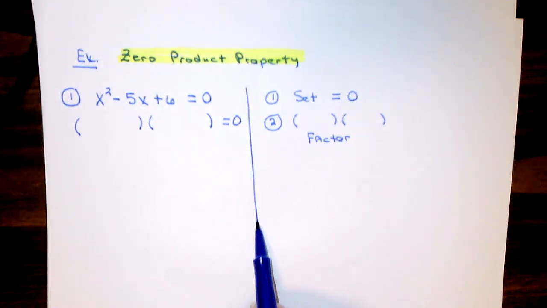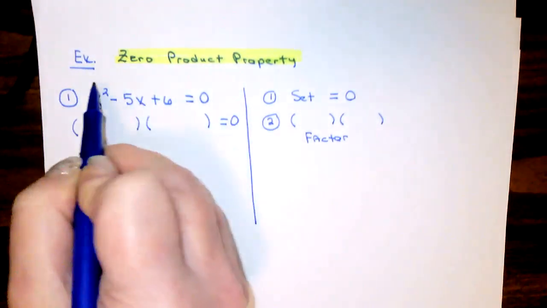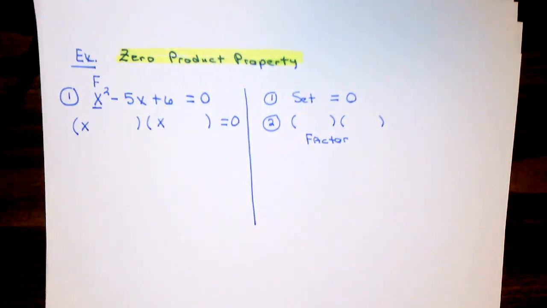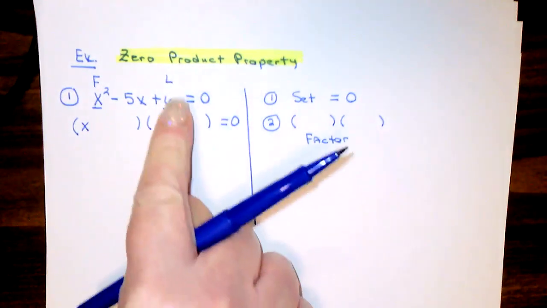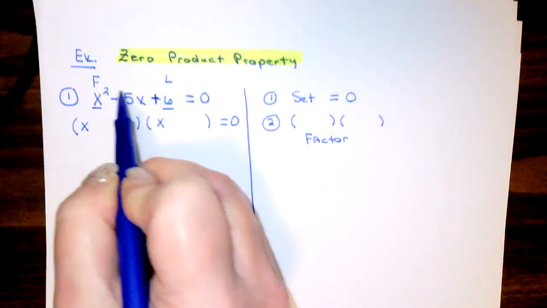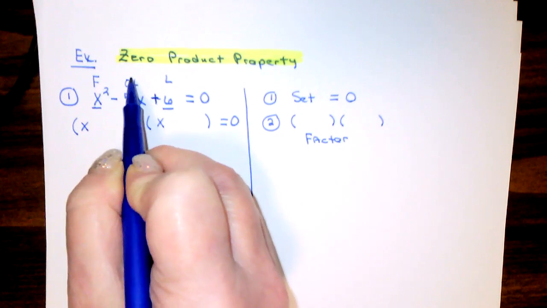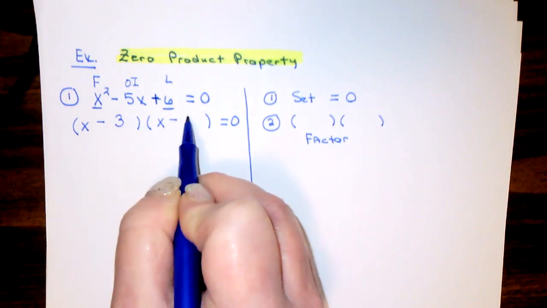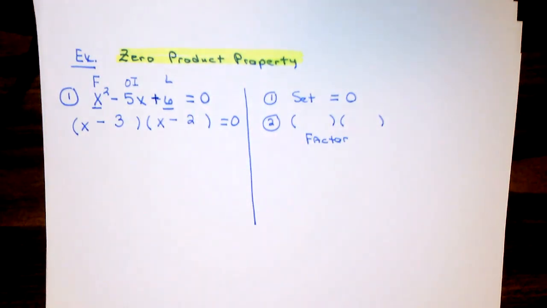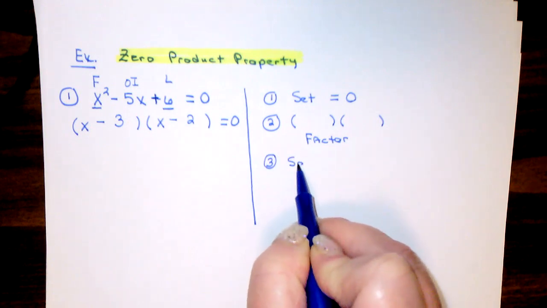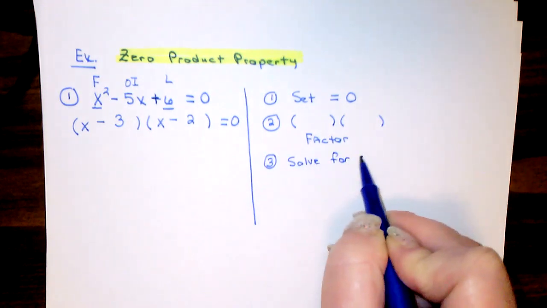And I'm going to go ahead and put down my first term. So my first term for x to the second is going to be x and x. Now it's got to multiply to be a positive 6, but it has to add to be a negative 5. So that tells me my signs both have to be negative. So I believe that's going to be a 3 and a 2. So negative 3 times negative 2 is 6. Negative 3 plus negative 2 is negative 5. Then you're going to solve for each variable.